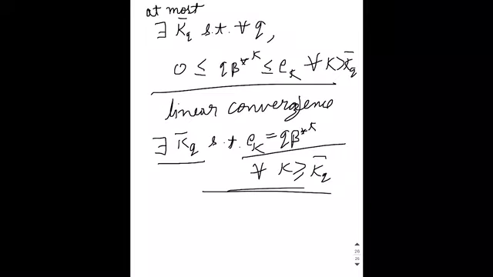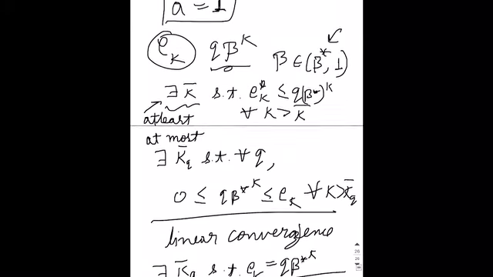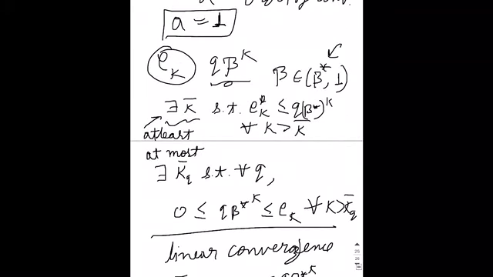Similarly, there is something called superlinear convergence. Convergence is superlinear if it converges faster than every sequence of the form q beta to the power k. So at least we had that convergence is faster than for beta greater than beta star. If it is for all beta in the interval 0 to 1, this is called superlinear convergence.